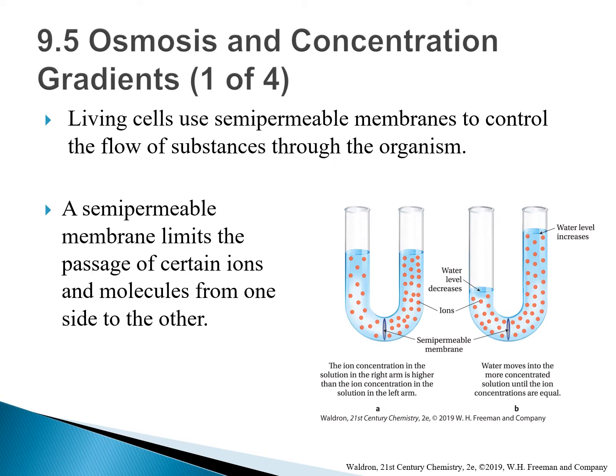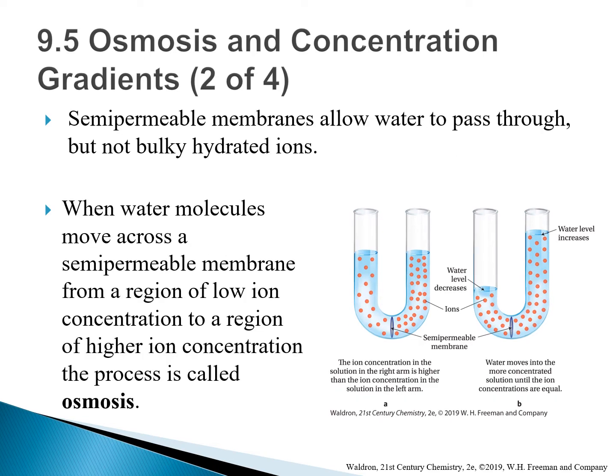This barrier is a semi-permeable membrane that limits the passage of certain molecules and ions from one side to the other. Membranes can be manufactured, like the one in Figure A, or they can be natural, as cell membranes. Hydrated ions are surrounded by water molecules, and this makes them very bulky. In fact, hydrated ions are too large to pass through this semi-permeable membrane. But water molecules traveling solo, without ions, can pass through the membrane.